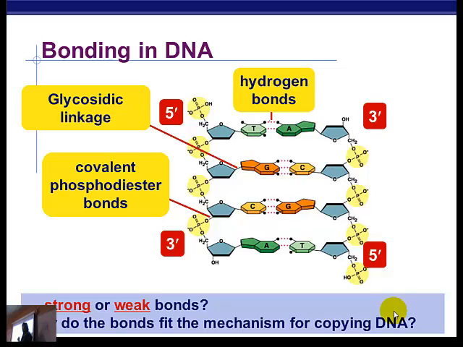So, I could ask you a test question that was something like this. What kind of bond connects nucleotides together on the same side of a DNA molecule? So here's my nucleotides. 1, 2, 3, 4, okay? What kind of bonds would connect nucleotides together on the same side of a DNA molecule? And you would have to say phosphodiester bonds.